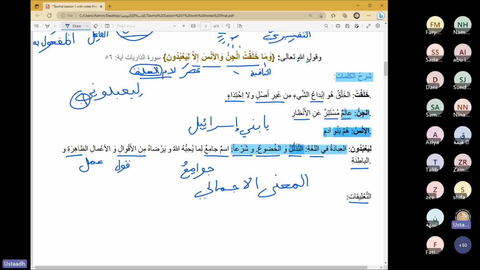فهي بيان للحكمة في خلقهم, and it is a clarification. So this ayah clarifies the wisdom behind Allah subhanahu wa ta'ala creating them, i.e. jinn and ins.